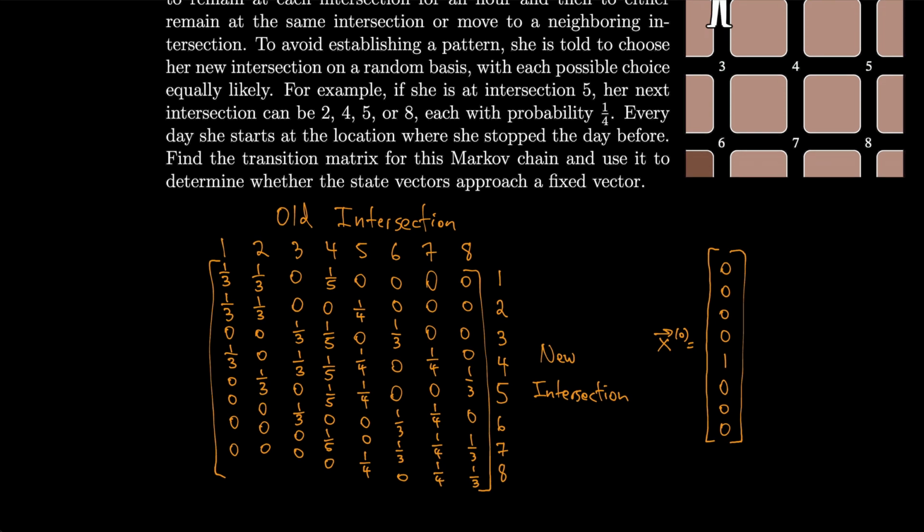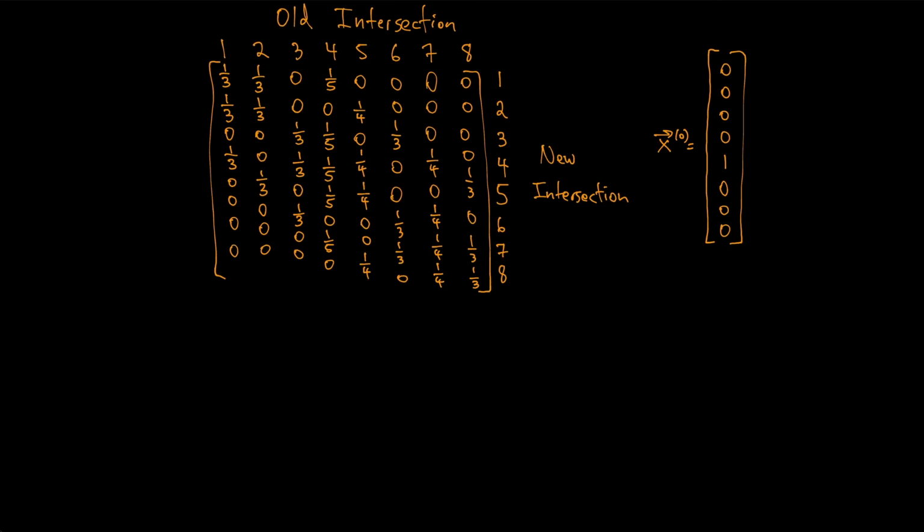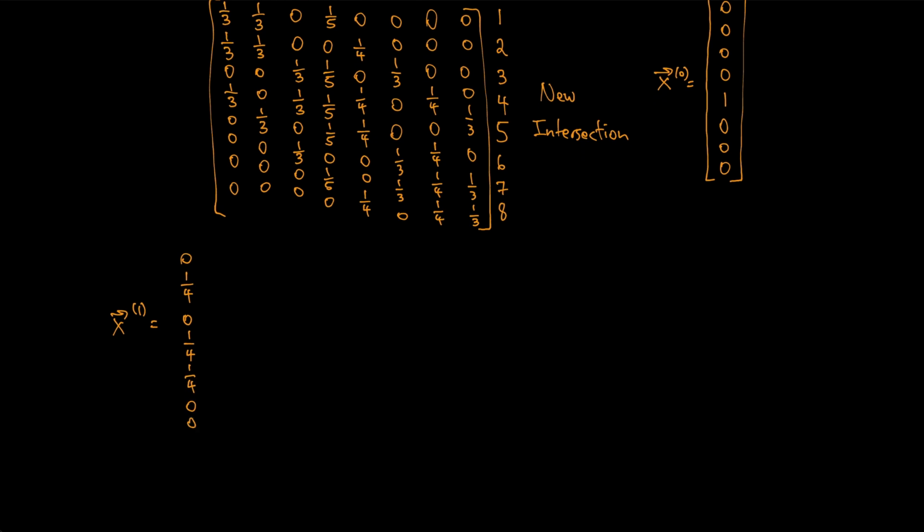And let's see whether this approaches a fixed vector. So we'll do x1, and taking this matrix, multiplying it by x, you can use a calculator if you want, you get 0, 1/4, 0, 1/4, 1/4, 0, 0, 1/4.